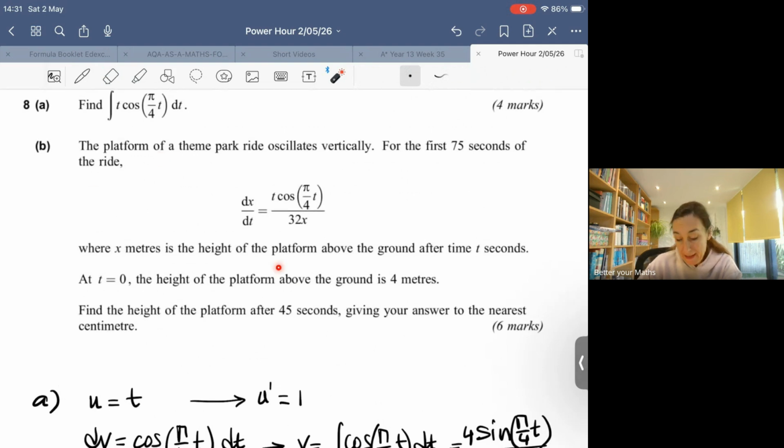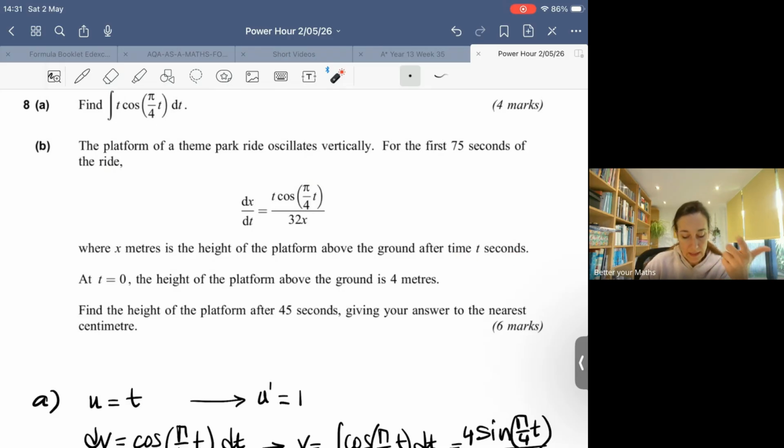Now, this is a modeling question. This is going to be to help you with this. Not always the question is going to be so scaffolded. Yeah, sometimes the question is going to be this. It will be more marks, but if it's at Edexcel or AQA, usually it is very well scaffolded. So the platform of a theme park oscillates vertically. Remember, when things oscillate, sine and cos are perfect. For the first 75 seconds of the ride, dx over dt is this function here, where x is the height of the platform in meters above the ground after t seconds.